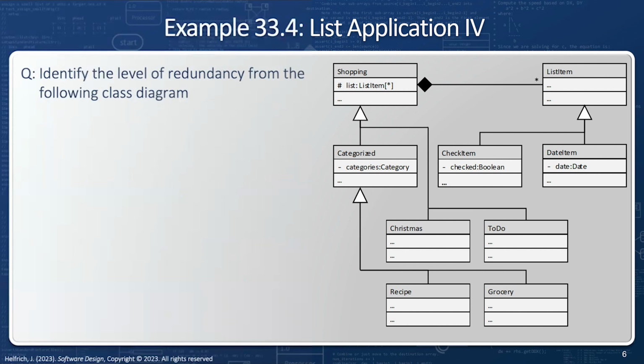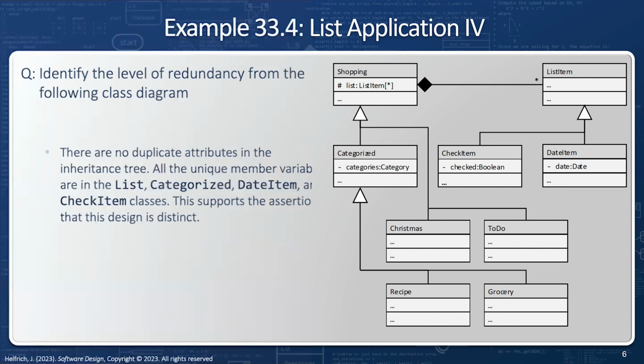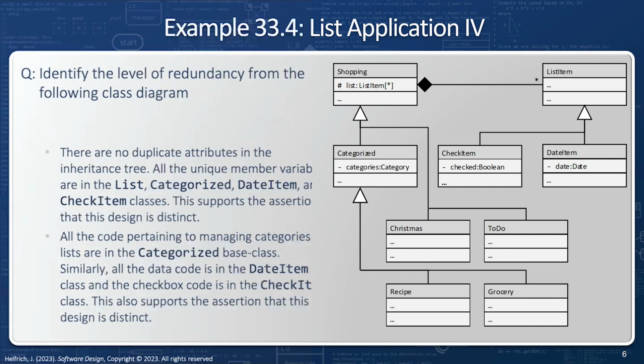All right, now we have a shopping list, which can have many list items, a check item or a date item. And every shopping item is categorized as a Christmas list or to-do list and so on. Now, there are no duplicate attributes in the inheritance tree, and all the unique member variables are in the list, categorized, date item, and check item classes. And this supports the assertion that it's distinct.